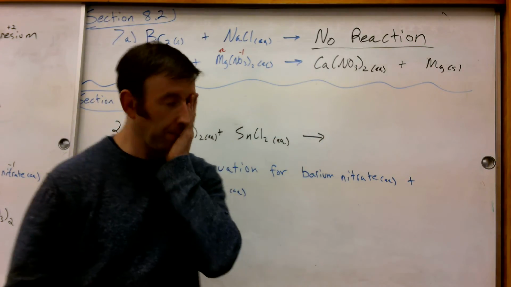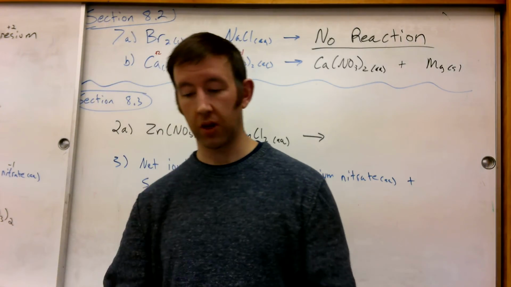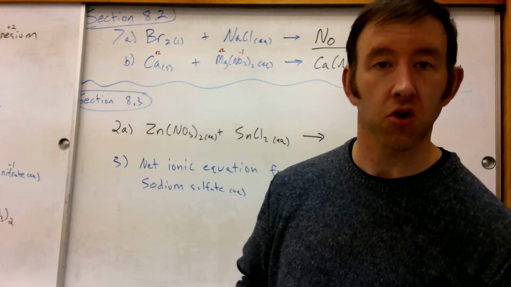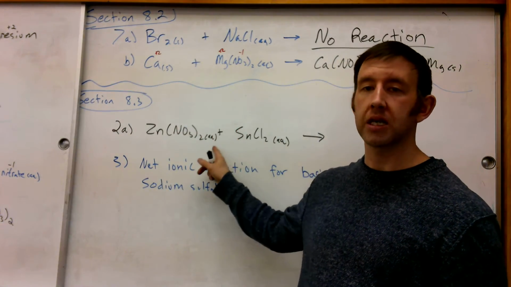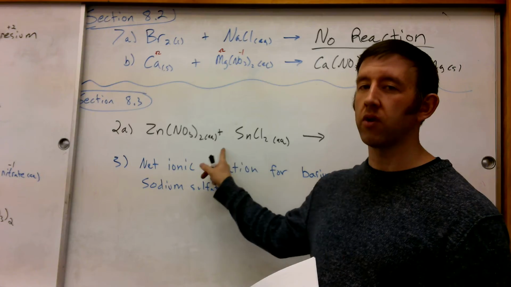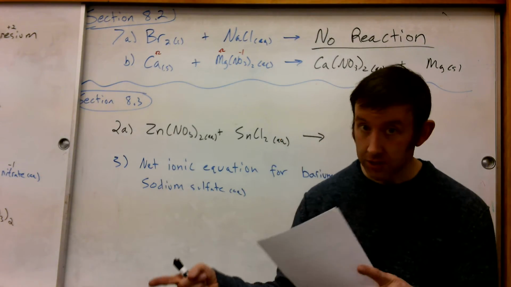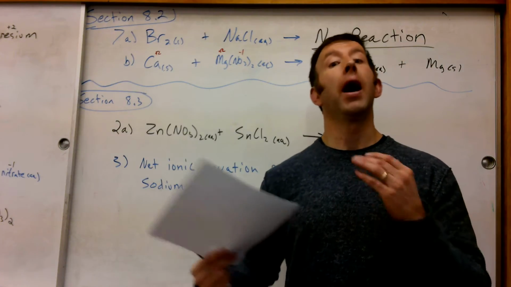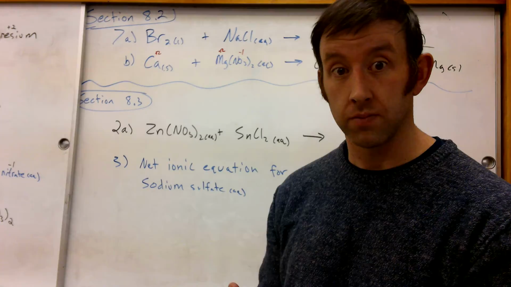So we're going to move on now to section 8.3, which is kind of the crux of everything. We're going to do number 2A together because that gives us a little more practice with our solubility rules and how we predict double replacement reactions. How do we know if a double replacement reaction occurs? We have to use solubility rules.